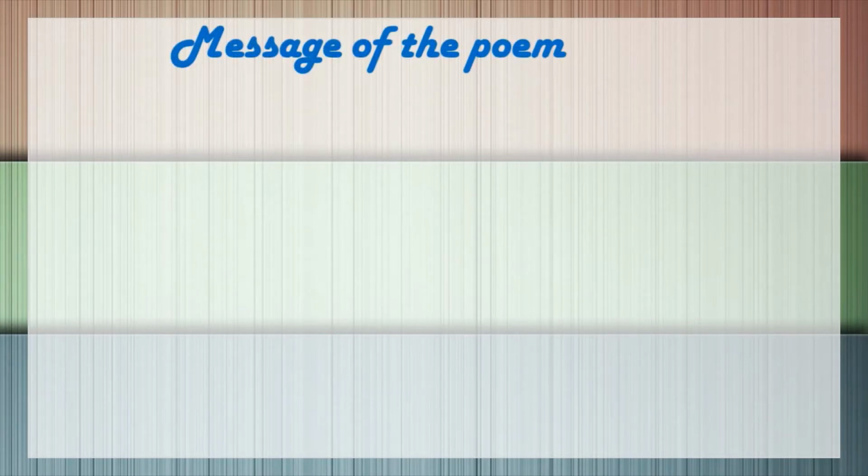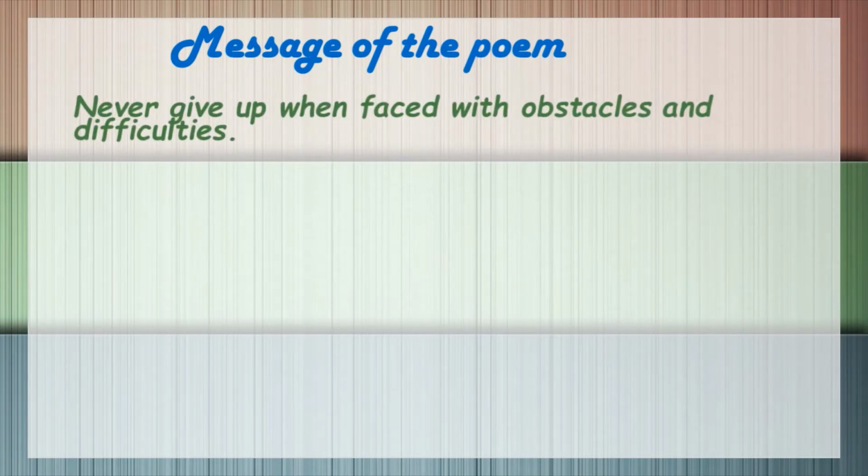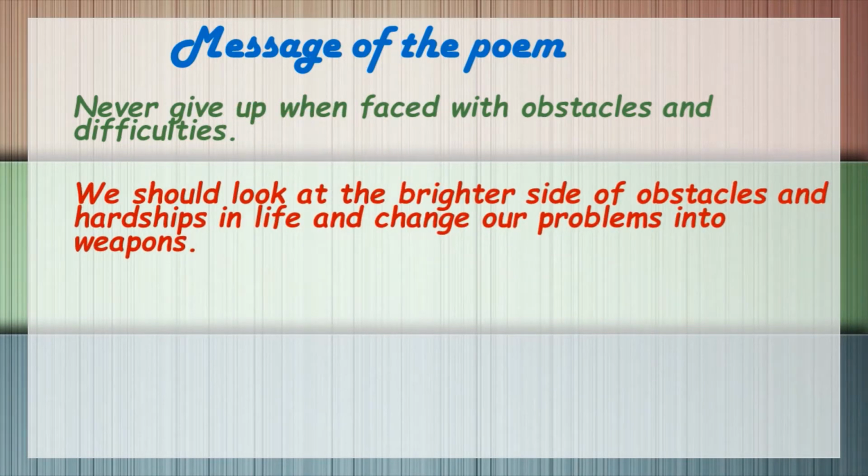The poem Wind has a message for one and all. It teaches us many valuable lessons. First of all, never give up when you face any obstacle or difficulty in life. We should look at the brighter side of obstacles and hardships in life and change our problems into weapons. Yes, dear children, we need to be optimistic. There's hardly anyone who doesn't have a problem. It's up to us how we approach these problems and use them to our advantage.